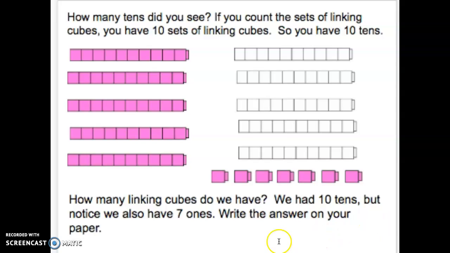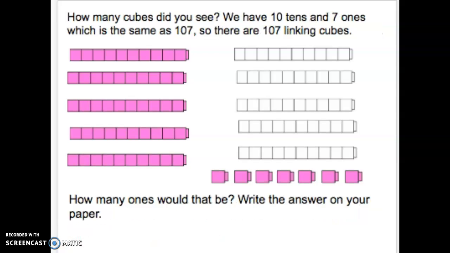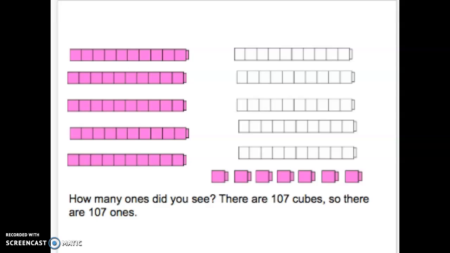Write the answer on your paper. How many cubes did you see? We had 10 tens and 7 ones, which is the same as the number 107. So there are 107 Lincoln cubes. How many ones would that be? Write the answer on your paper. We have 107 cubes, so there are 107 ones.